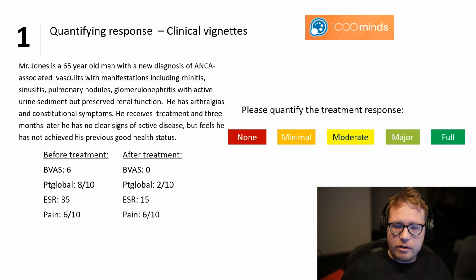Then the experts are asked to quantify this treatment response as none, minimal, moderate, major, or full. This method will highlight the areas of disagreement and consensus among experts in ANCA vasculitis.